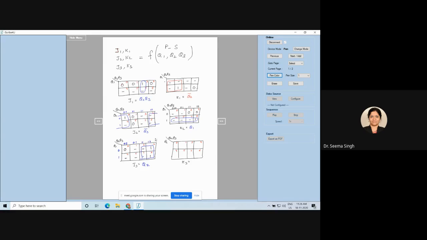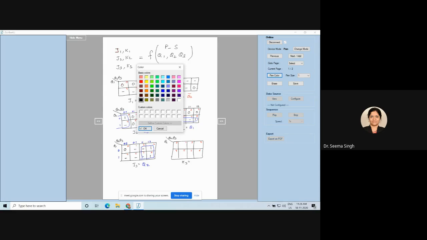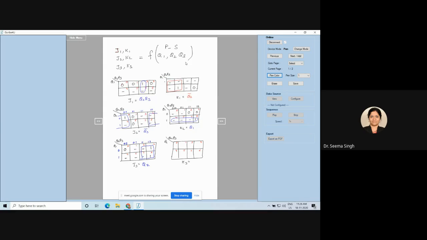Yes, what about the last one? Ma'am, it's Q1 bar. Okay, it is Q1 bar. Okay, let me write it. Are all others also understanding? Yes, ma'am. Okay, good.